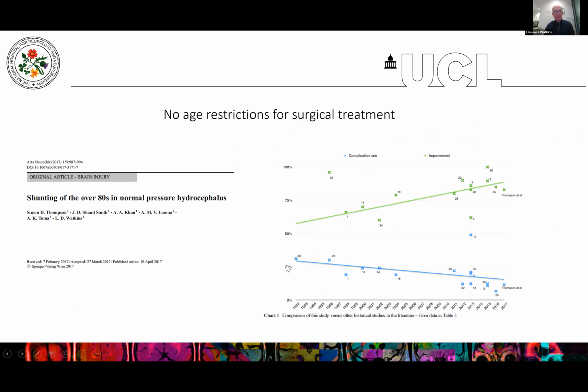This is another paper making the same point, looking at the over 80s, which a lot of people would assume are too old to operate on, but in fact, they're not. As long as their general health is good, then their chances of improving is increasing over time, up to getting up to above 80 or 90%, and the complication rate is going downwards over time, so that now the complication rate is comparable with other forms of surgery.